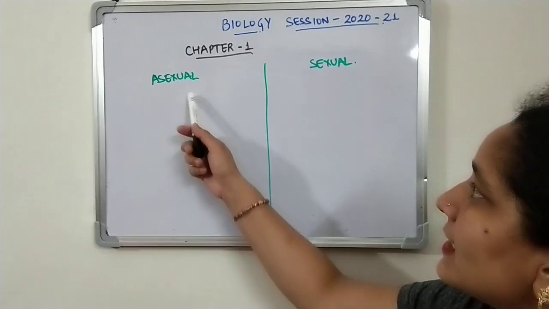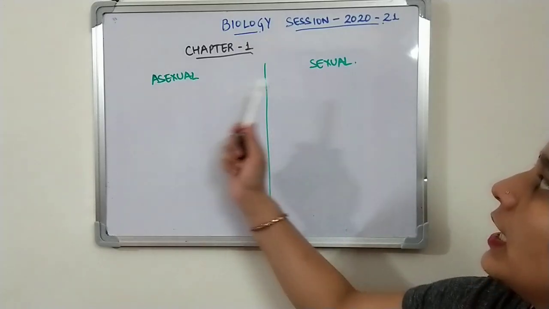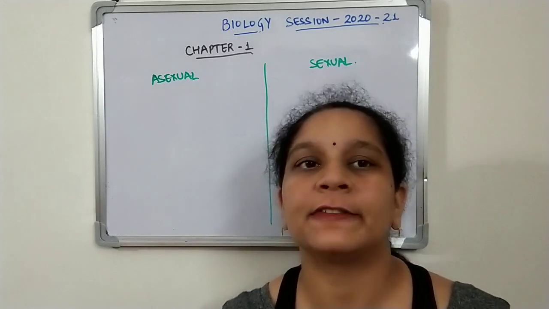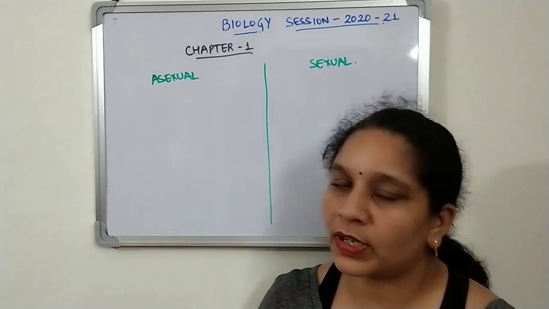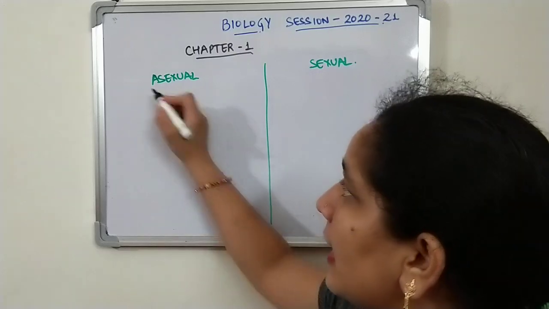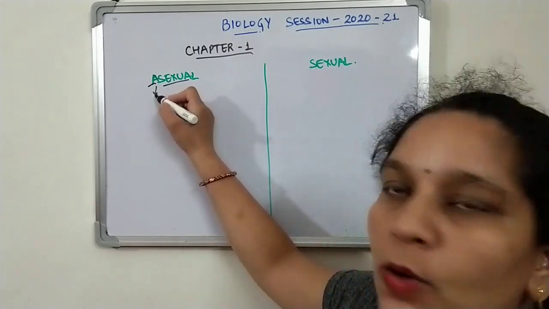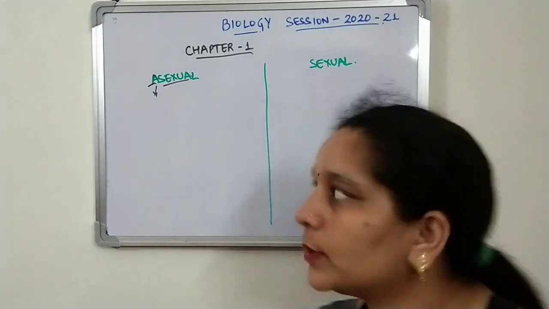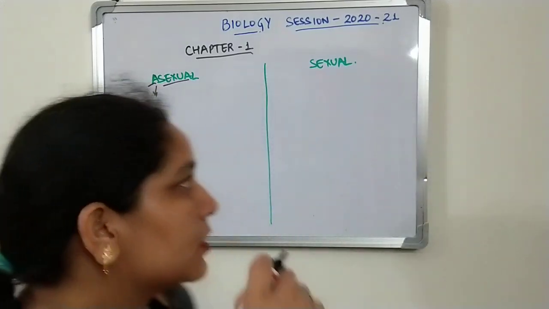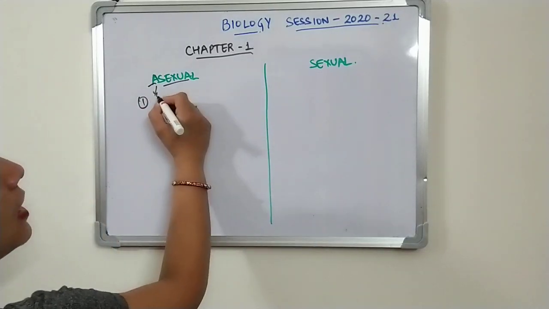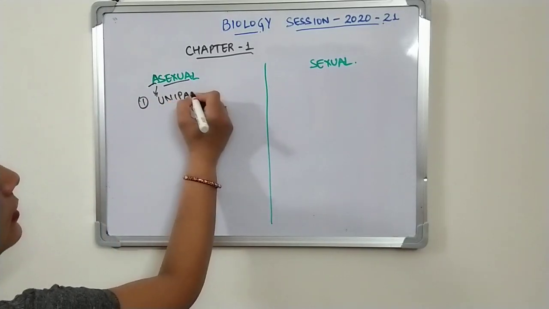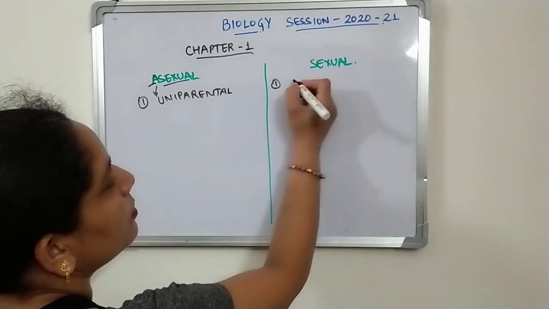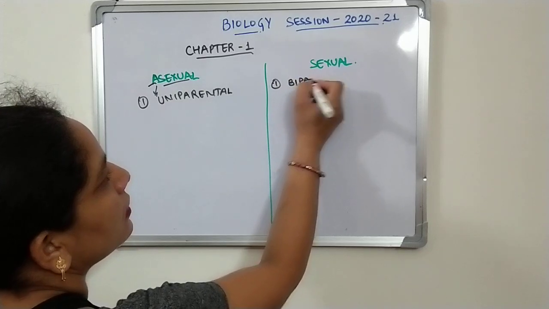So the basic difference we are going to deal with is between asexual and sexual reproduction. The first and foremost basic difference is that in asexual reproduction, the word itself is indicating it: a means without, and sexual means sexual fusion of the partners. In asexual reproduction, the first point is that they are uniparental, whereas sexual reproduction is known as biparental.